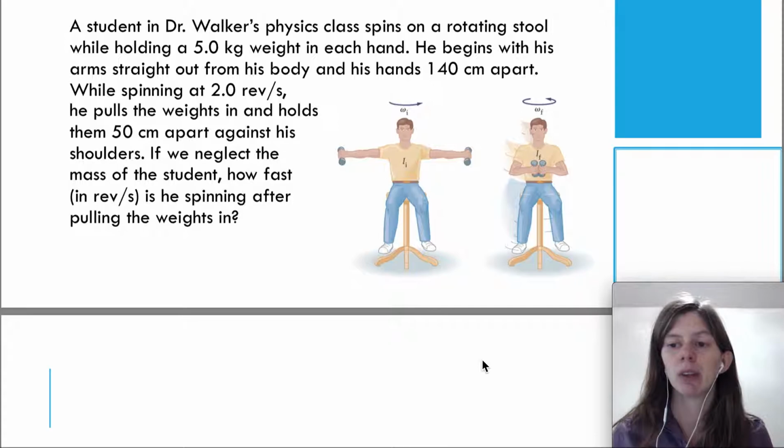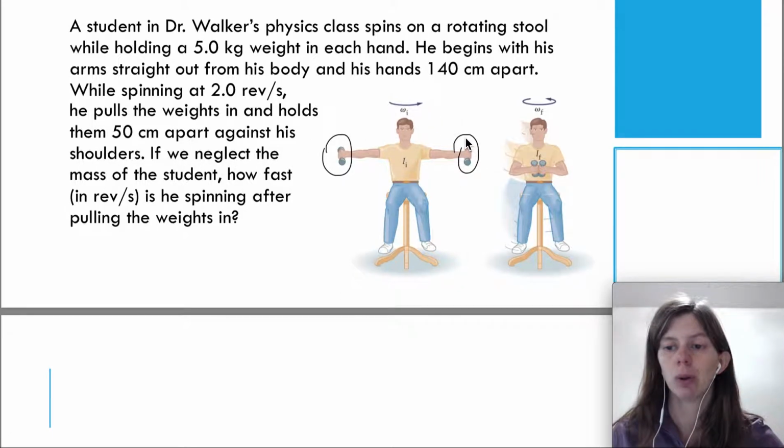So whenever you visualize something that's spinning and then the moment of inertia is changing, then you want to think of conservation of angular momentum. Let's go ahead and write down our givens here. It says to ignore the mass of the student, so we're just going to consider the weights. We're going to treat them as particles, because we're not given any information about their size or shape. Those are the two objects that are moving inward, changing the moment of inertia of the whole thing. So the mass of each one, I'll use a little m for particle, is 5 kilograms.